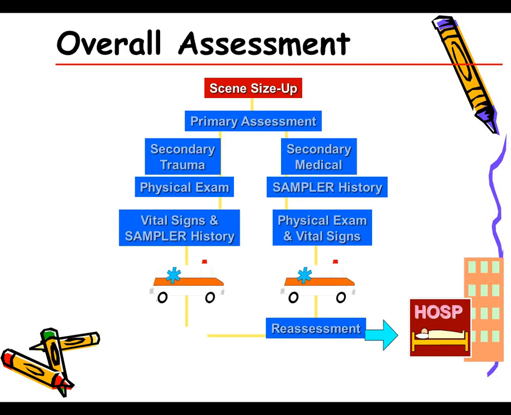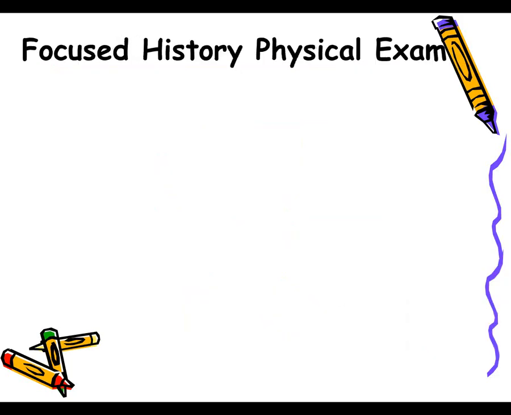Our overall assessment for the patient with an acute coronary syndrome follows the same patient assessment flow that we do for all medical patients, beginning with sizing up the scene, doing a primary assessment looking for life threats, doing a secondary medical assessment with a SAMPLER history, vital signs, OPQRST, transport to the hospital, reassessing all the way.